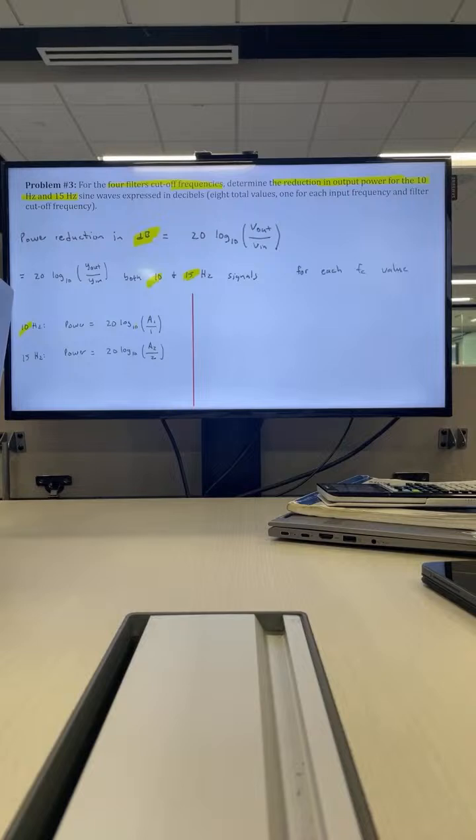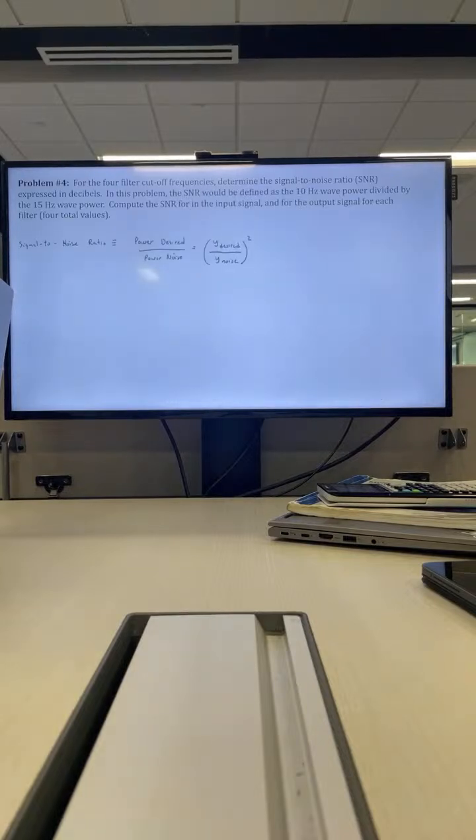That is A1 by 1 and A2 by 1, and you can calculate for the 1 hertz, 10 hertz. So plug in the values for A1, A2, and you will have the power reduction for the 10 hertz signal like this and the 15 hertz signal like this.